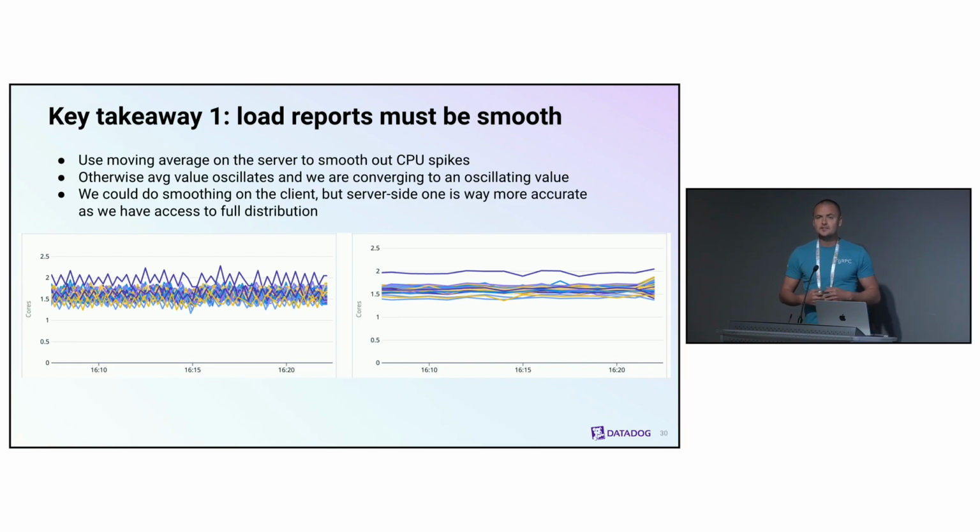So the first one is that load reports must be smooth, and the reason is that if they are not, the mean value measured on the client might be spiky or oscillating. And trying to converge to a spiky or oscillating value doesn't make any sense. So what we did was smoothing using a moving average window algorithm on the server. And in theory, we can do this on the client as well, but doing this on the server gave us access to the full CPU distribution, so the smoothing can be done a lot more accurately.